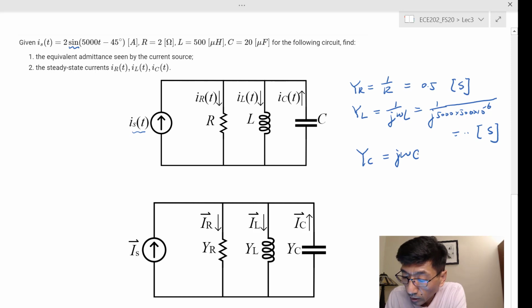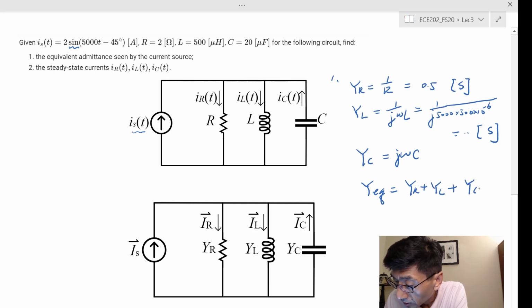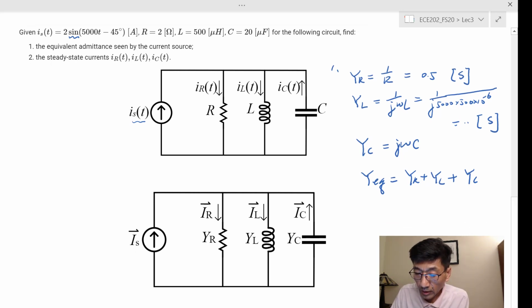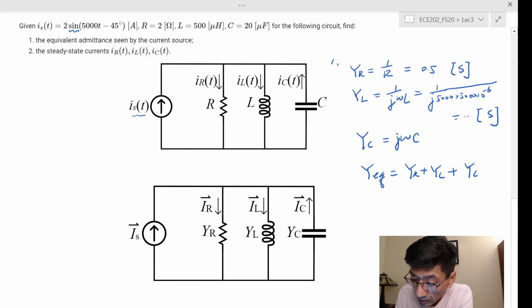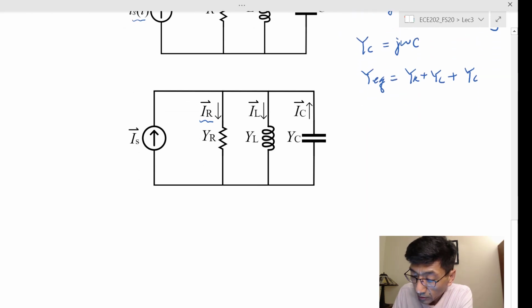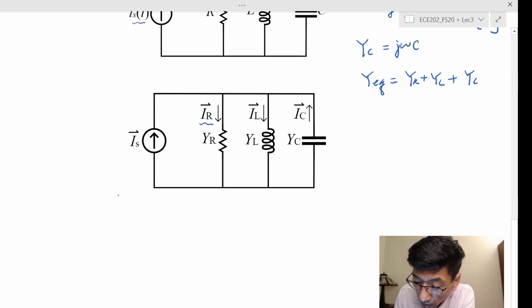So the total YEQ is going to be equal to YR plus Y sub L plus Y sub C. If you want to find the equivalent impedance Z sub EQ, just take the inverse of this. And then we try to find the currents. So let's see, we find the phasor first, as we did for the voltage division.